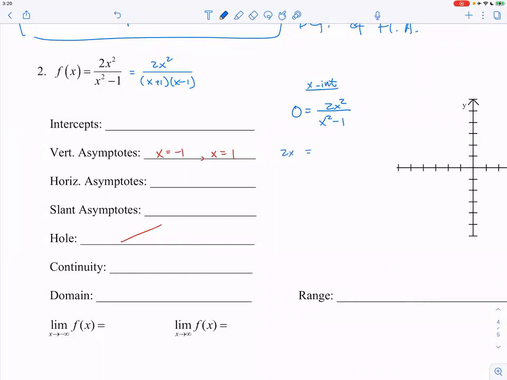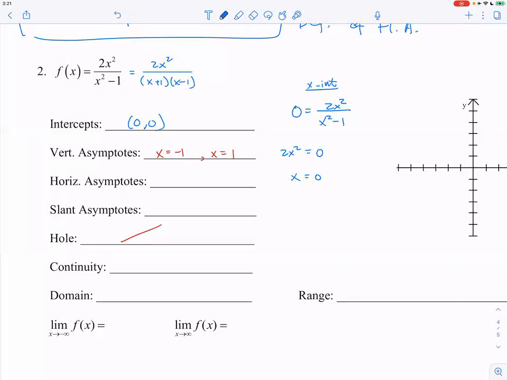So you have 2x squared is equal to 0. That means x is equal to 0. That means your intercept is going to be at the origin. So you are actually going to have the origin as both the x and y intercept, right? Okay. So far, so good? Yes.